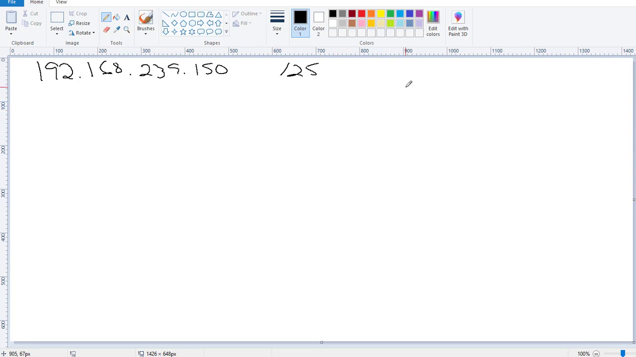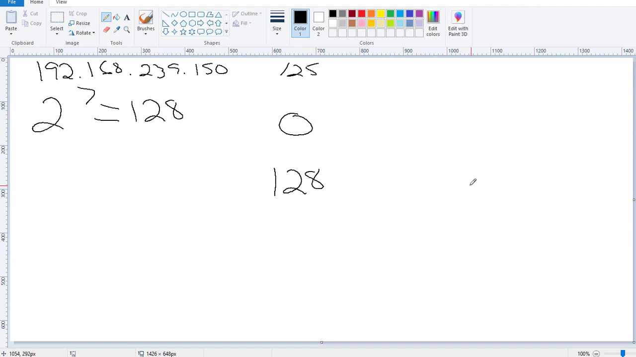So we know we've added 1 to the default subnet mask. And we know if we have 32 bits in a subnet mask and 25 of them are 1s, then 7 of them have to be 0s. So for our range, it's 2 to the 7, which gives us 128. So we have 0, 128, and we can just do 255 and 127.